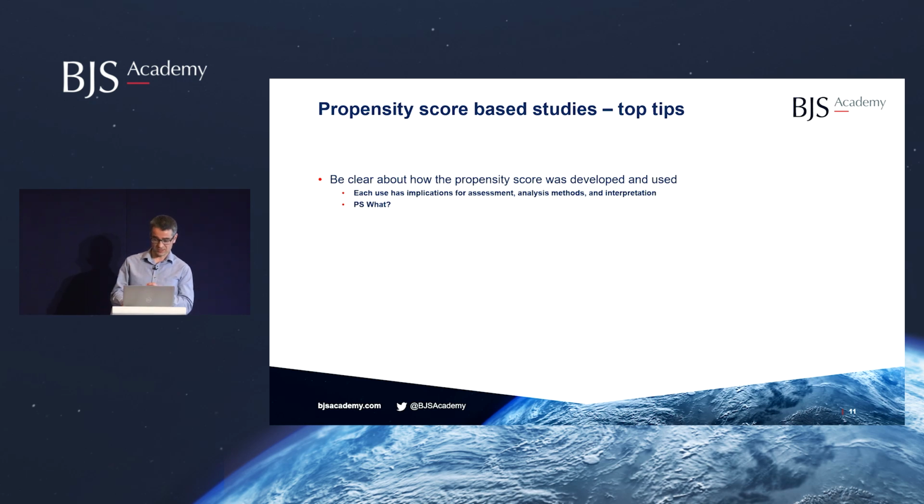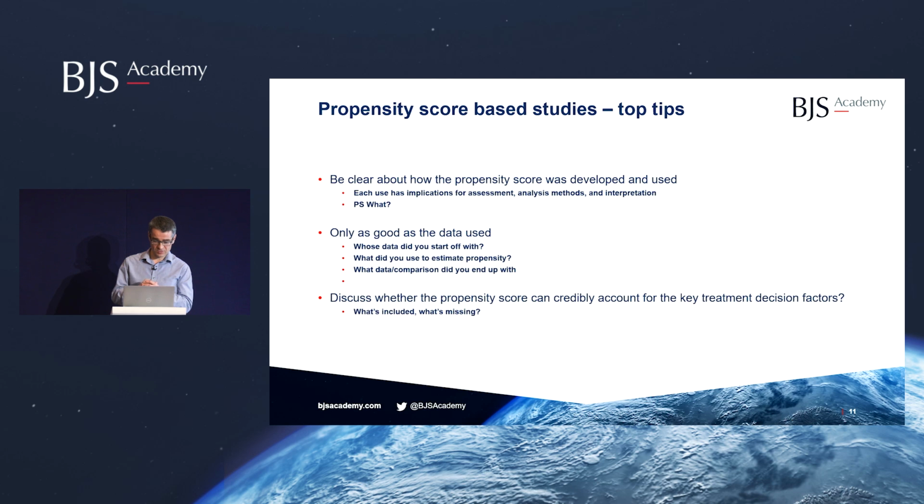And then we need to think about propensity score of what? It's usually about the treatment, and therefore we need to think about it in that context. A propensity score study, like any research, can only be as good as the data that you've got. And the question then is, whose data did you start off with? Who do you have? How did you estimate your propensity? And what comparison do you end up with? So it's important that we discuss, and this was raised in discussion, whether the propensity score can credibly account for the key treatment decision factors. What's included, what's missing, and what types of patients?